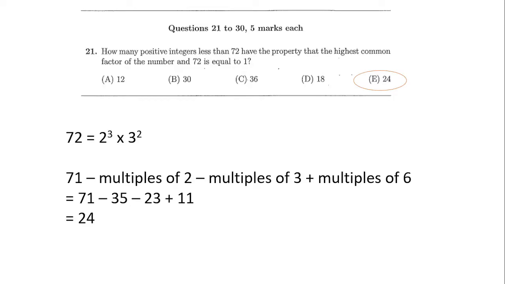So to work out how many integers have a highest common factor of itself and 72 equal to 1, you do 71, and then you can take all the multiples of 2 and all the multiples of 3, and then add the multiples of 6, which is the multiples of 2 and 3. So if you count all of them up, you're going to get 71, take 35, take 23 plus 11, and that gives you 24. So the answer is E.